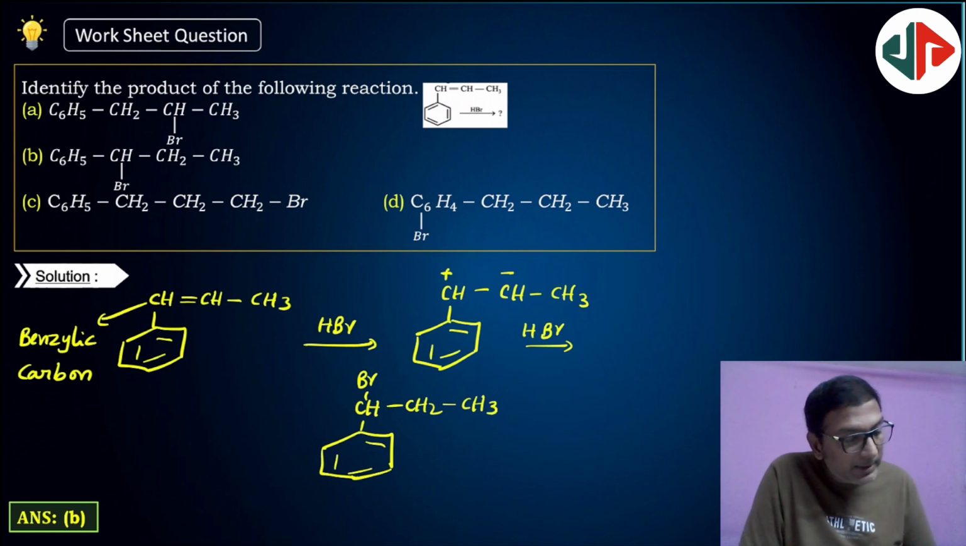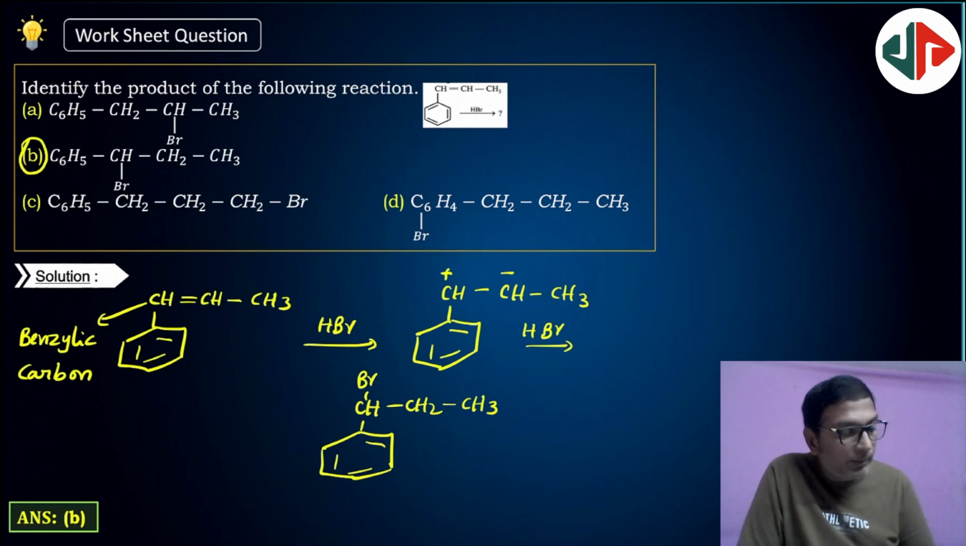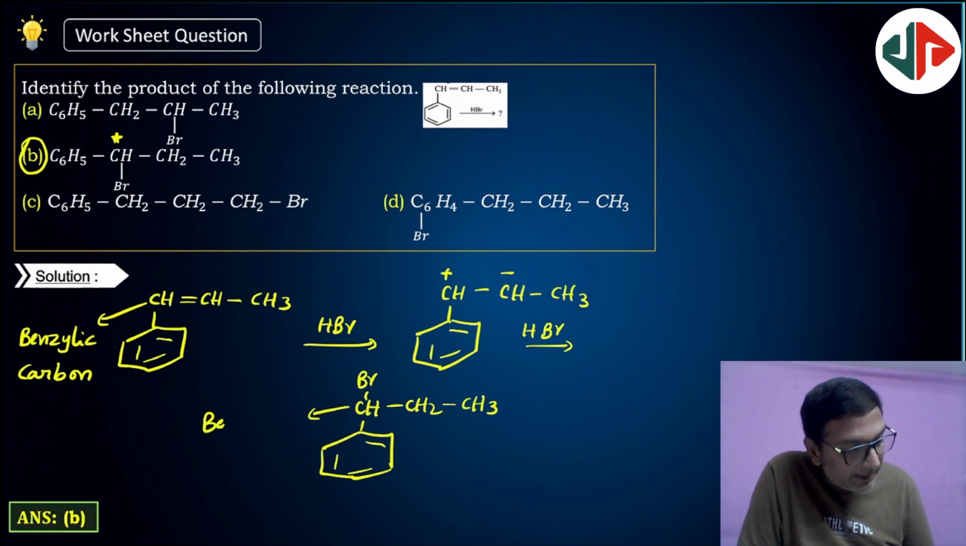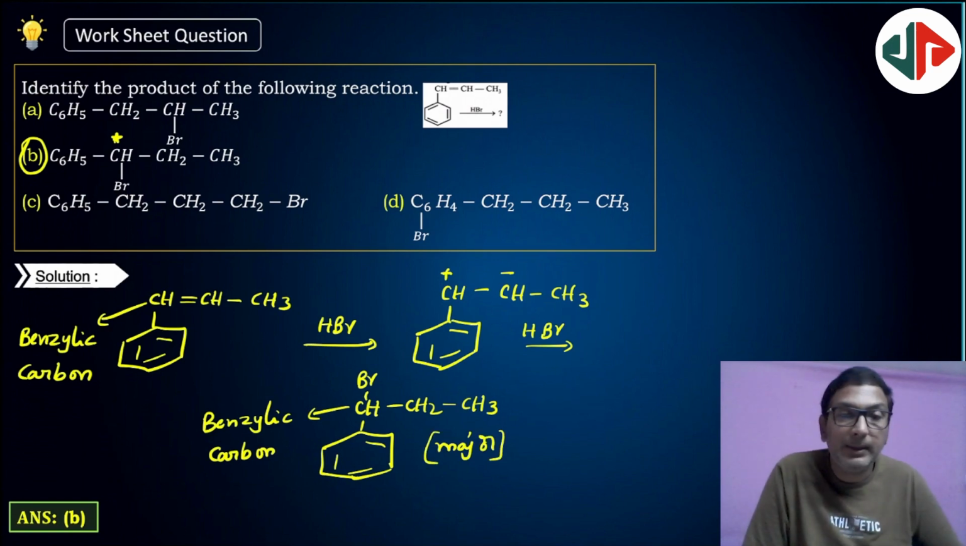Now check the option. Option B. So bromine at benzylic carbon. Bromine at benzylic carbon. More stable or major compound. Next.